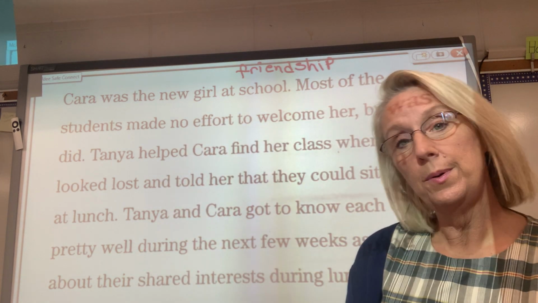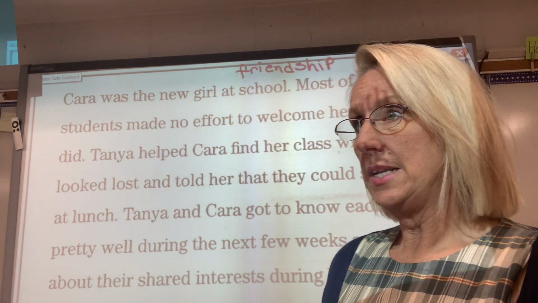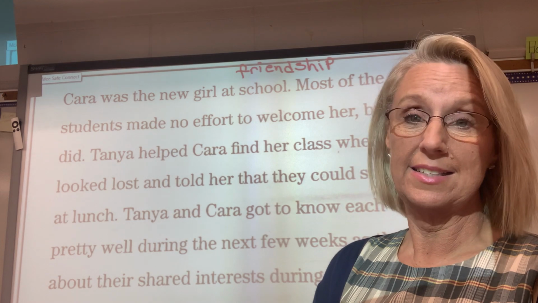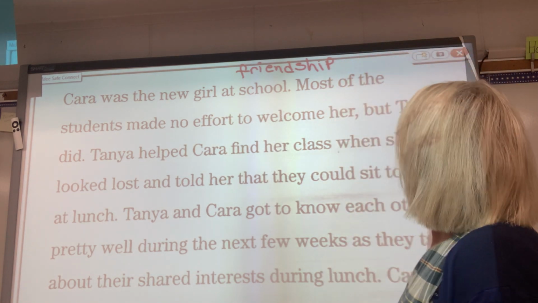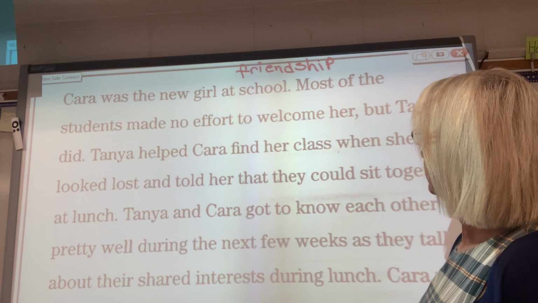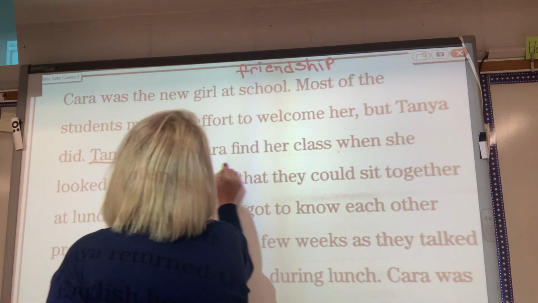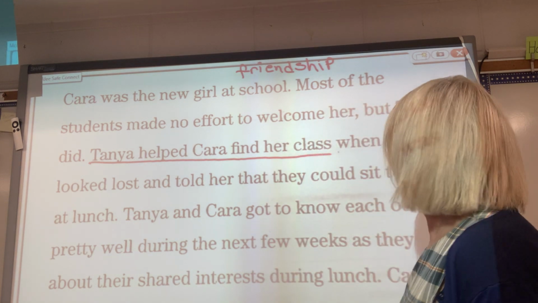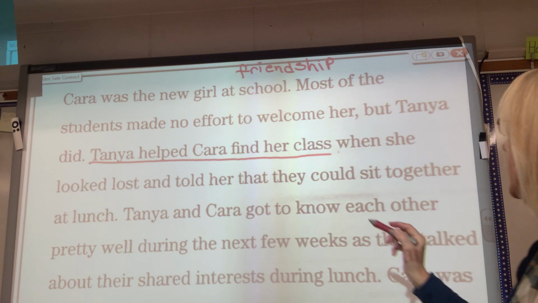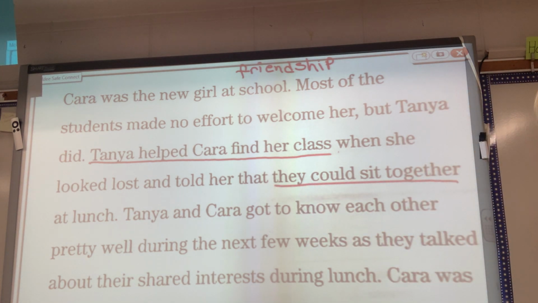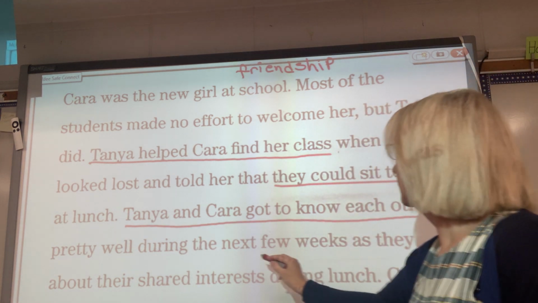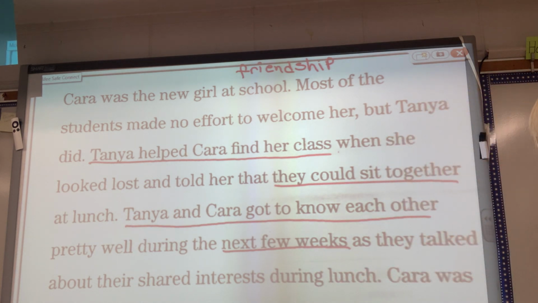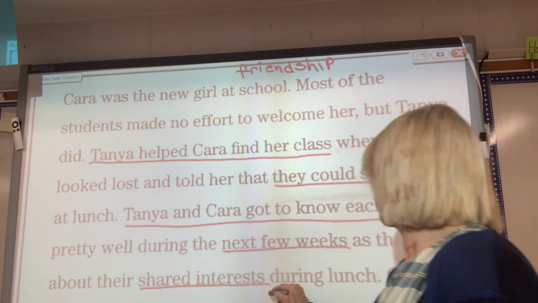All right, so friendship would be the theme. Now, when we talk about repeated ideas, the repeated ideas are your evidence. So, let's see what we can find. Tanya helped Kara find her classes. Okay. Tanya told her that they could sit together at lunch. They got to know each other over the next few weeks. They had shared interests.